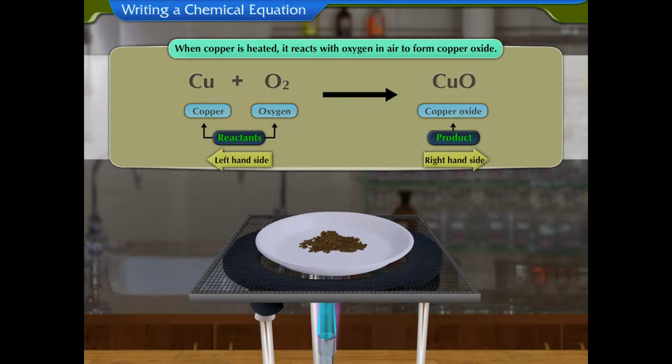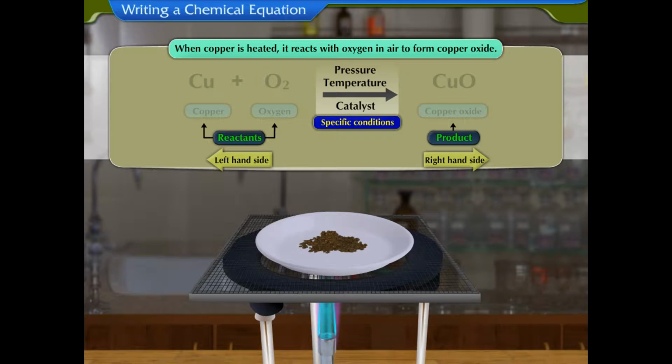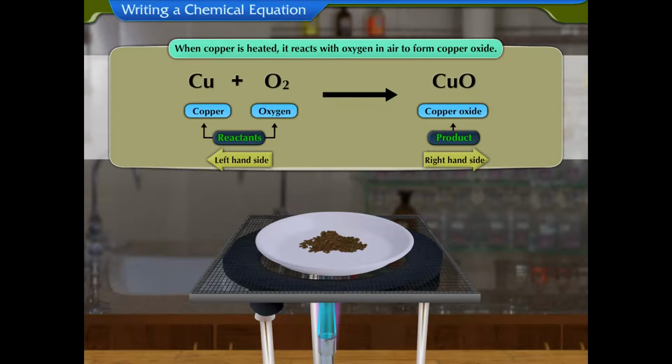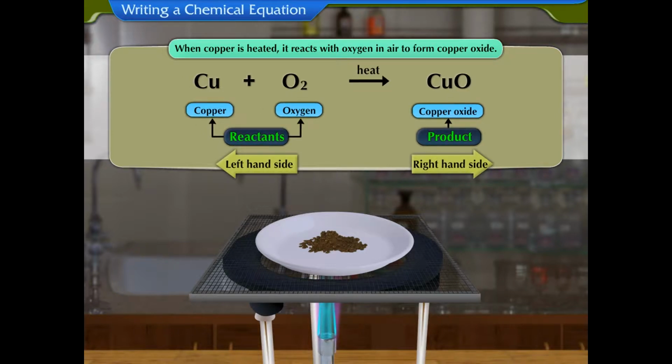If reactions are carried out under specific conditions of temperature, pressure, using a catalyst, etc., then these conditions are mentioned on the arrow. In the heating of copper, the word heat is mentioned above the arrow to indicate the process of heating required for the reaction to take place. The chemical equation can be made more informative by mentioning the physical states of the reactants and the products.